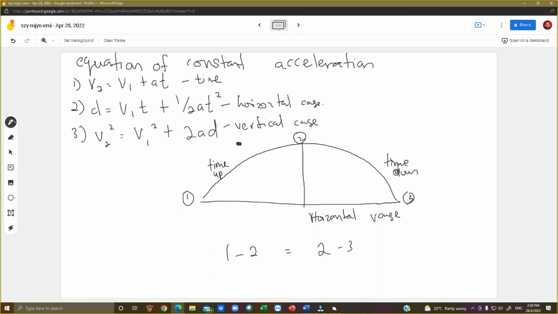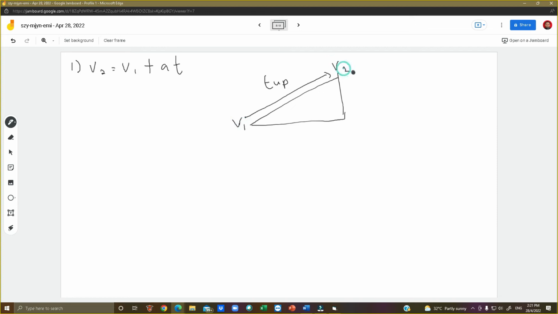Okay, we'll go to the first one. We are going to start with the first equation equals to V1 plus AT, where it talks about the first part. It talks about T up. Bahagian naik ni dulu. Okay, so when we talk about the first part, we know that ini kita ada dua velocity. V1 will be at the bottom, V2 will be at the apex. Automatically, V2 ni information yang kamu kena ada, equals to 0. Because at the apex, we don't have any velocity. And V1 equals to V sin theta.